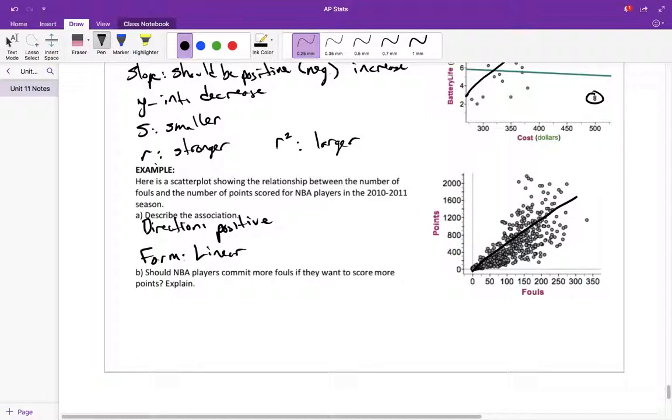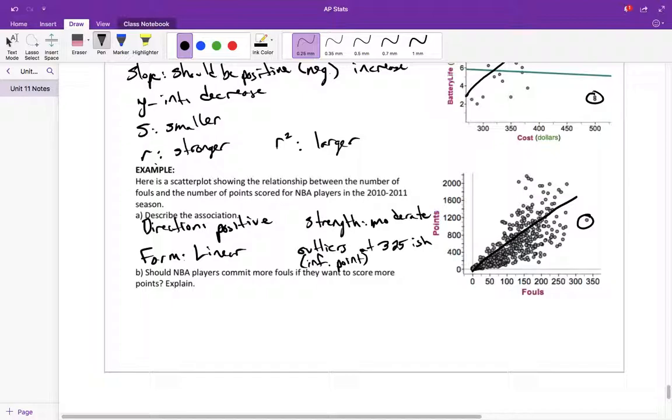And then we need to also talk about the strength of the association. I would say that it's a fairly moderate strength. I would say that you're not looking at a totally strong one. And then the last thing, any outliers or influential points. I would say there's probably an outlier maybe out here at about 325-ish. Which again, even if not an outlier, definitely an influential point at the very least.